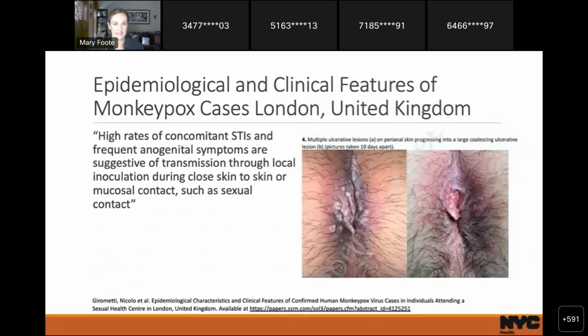And this is just to make sure you guys are all still awake, a picture of a good example of the anogenital lesions that may be presenting a little differently and may be confused with other types of STI infections. Next slide.